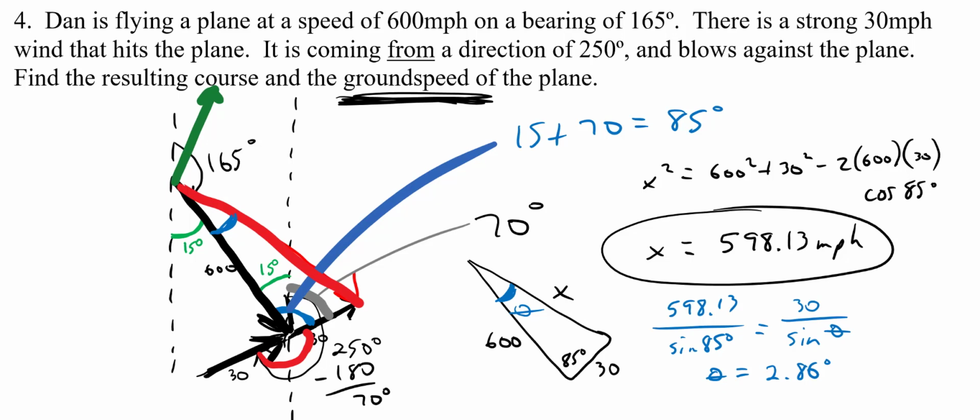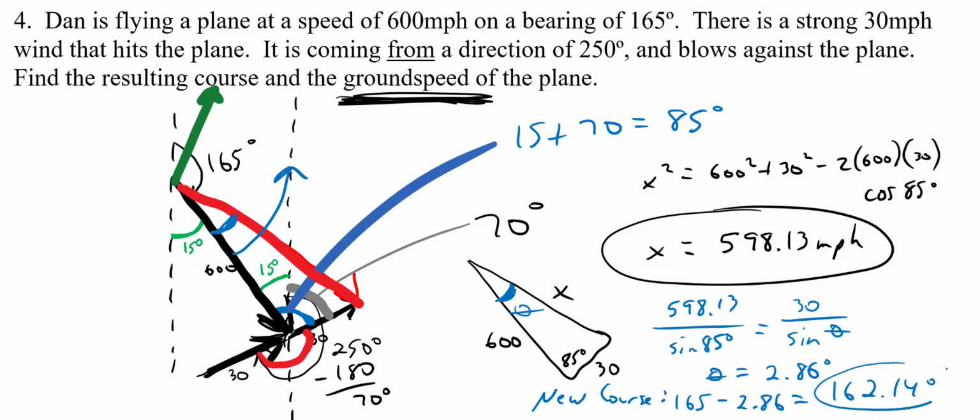So really what your final answer is, your new course, you have to say, well, do I subtract or do I add? Look logically. Isn't the black line at 165? And what happens when I get to the red line? Isn't it less? 164, 163, 162, 161. Isn't it going less of an angle? So again, I'm going this way. So it's 165 minus 2.86 degrees. So my final answer for this one is 162.14 degrees. If the wind was blowing the other way, then you would add it.